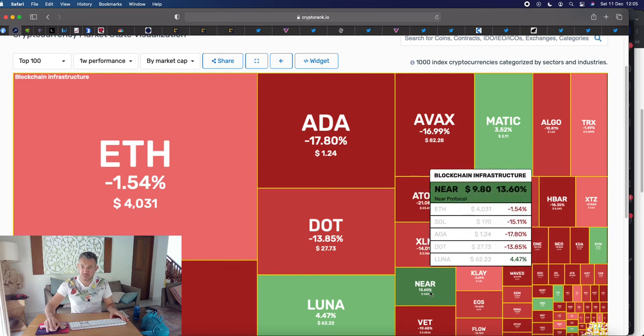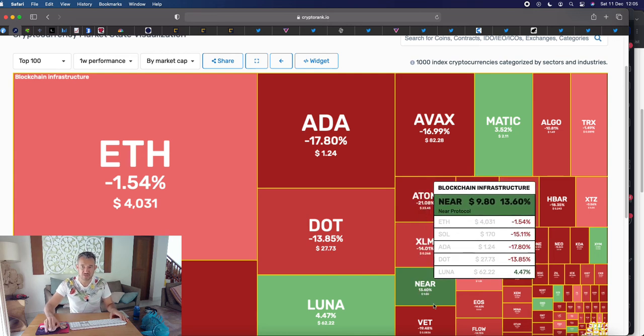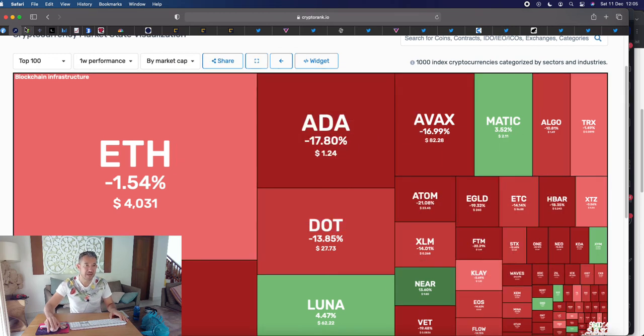Near Protocol, this is up to 31st by market cap. I don't know a great deal about this L1. It's up 13% this week, but maybe I should do. Please tell me more, CryptoCats, if this is something I need to be holding in my bag.